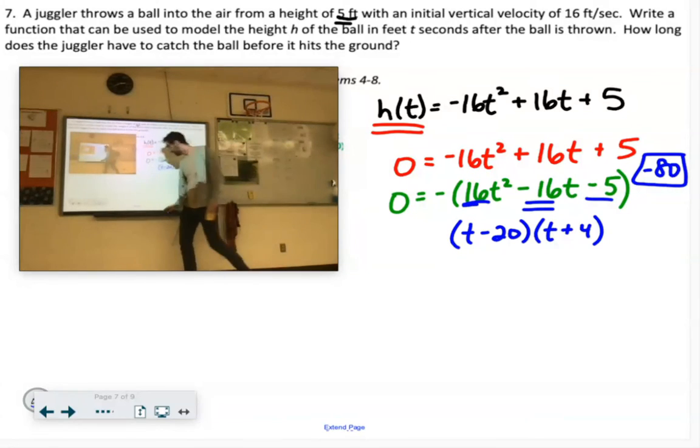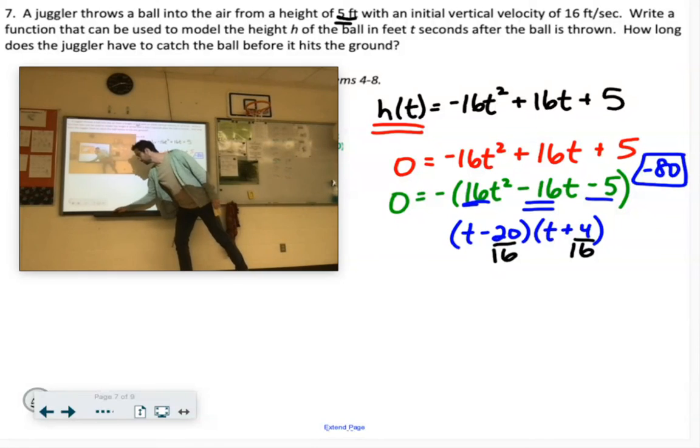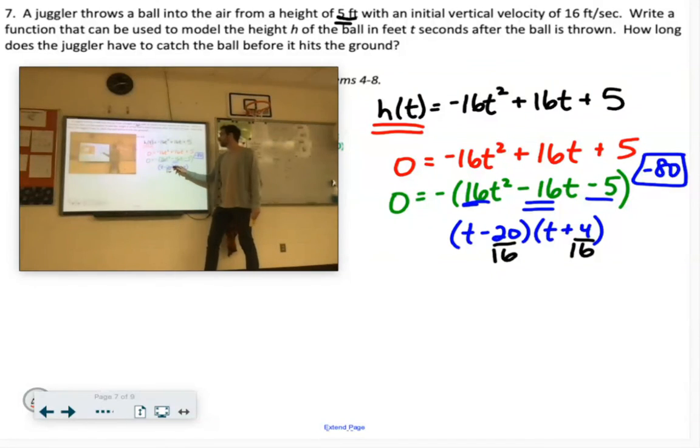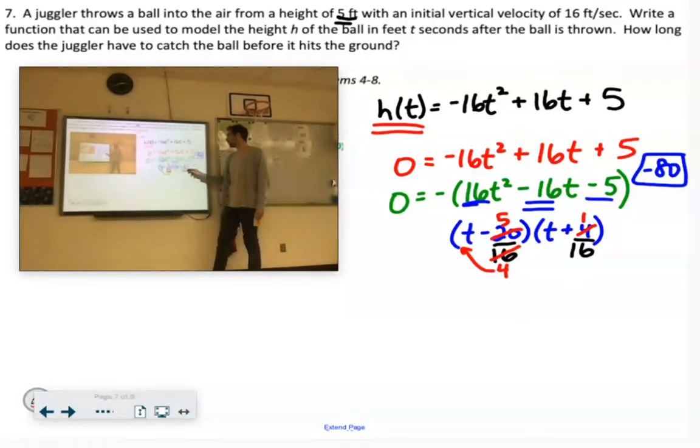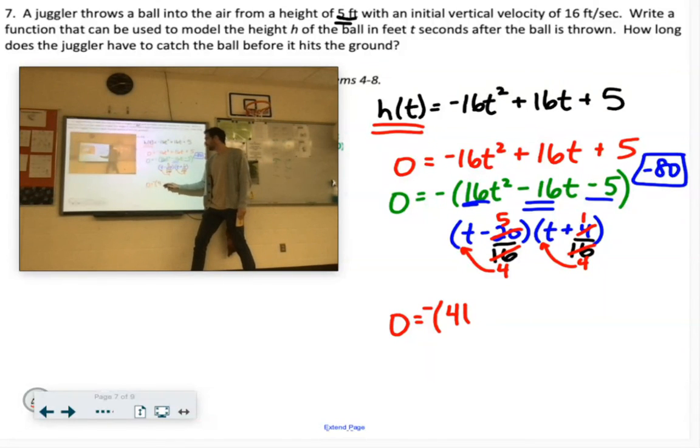And we have to try to divide them by that a, which in our case is 16. Now, neither one of these can evenly divide by 16, but we can simplify them both. 20/16 would reduce to 5/4. 4/16 is 1/4. All right, so here's what we got. 0 equals negative, then you got 4t minus 5, and you have 4t plus 1.